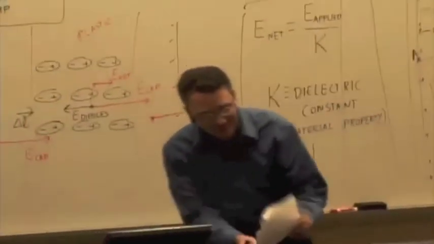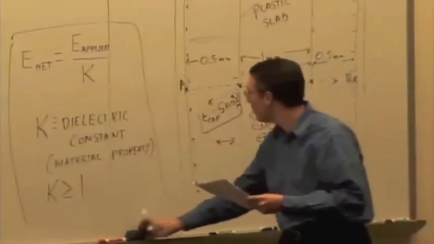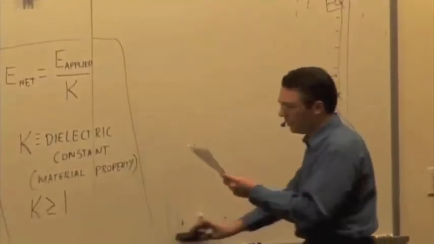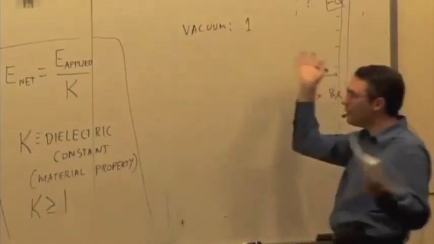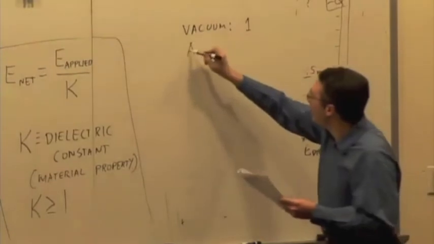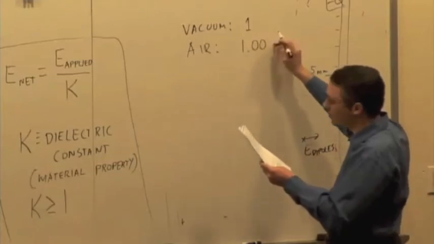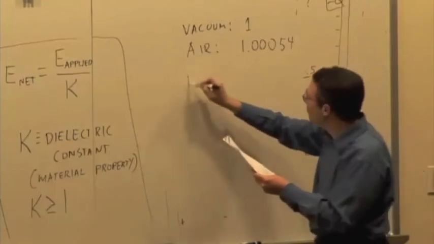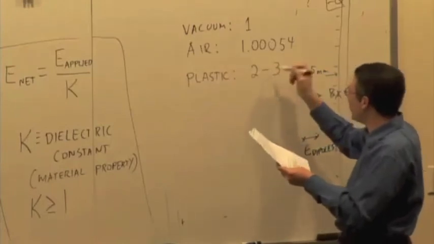Examples of this value. I think I have some examples here. K for a vacuum, by definition, has got to be just 1, because the field isn't affected by anything. K for air just slightly affects this applied electric field. It's 1.00054, something like that. For a typical plastic, it's somewhere between 2 and 3, approximately.